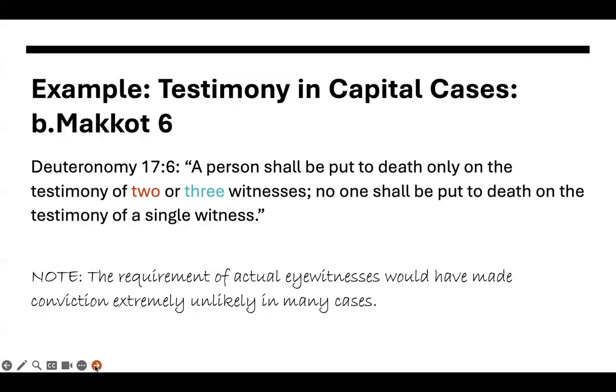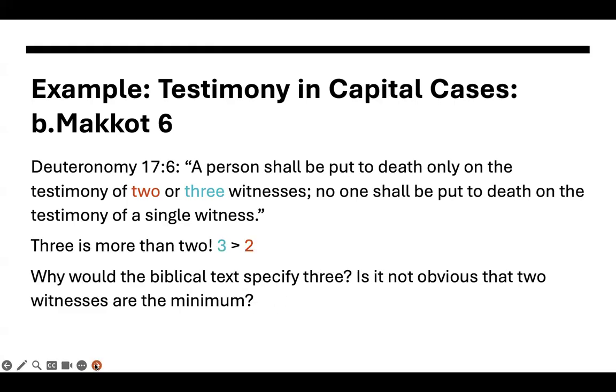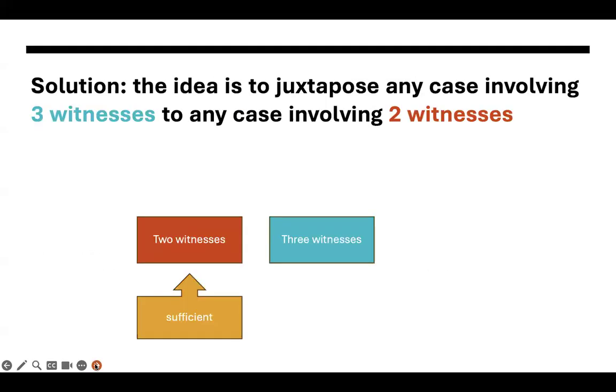Just as a side note, I should say that the fact that actual eyewitnesses, plural, are required for conviction would have made conviction extremely unlikely in many cases. But let's get back to business. It's weird that the verse uses the terms 2 or 3, because of course, as we all know, 3 is more than 2. So why would the biblical text go through the trouble of specifying 3? Isn't it obvious that 2 witnesses are the minimum, so any additional witness is just going to strengthen the case, or might even be superfluous if 2 witnesses are sufficient for a conviction?